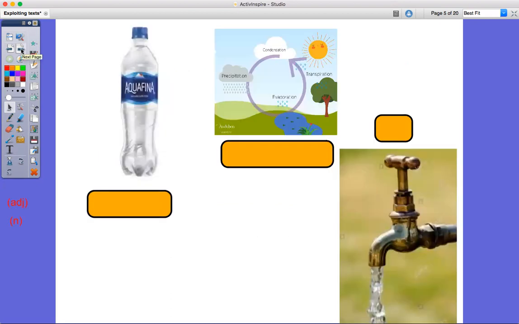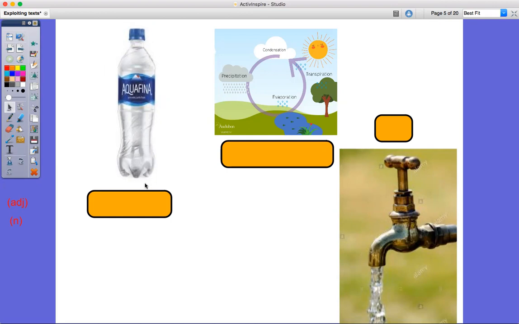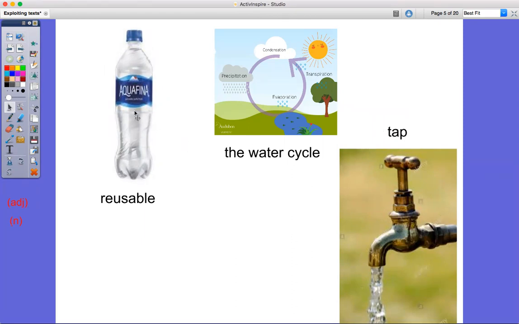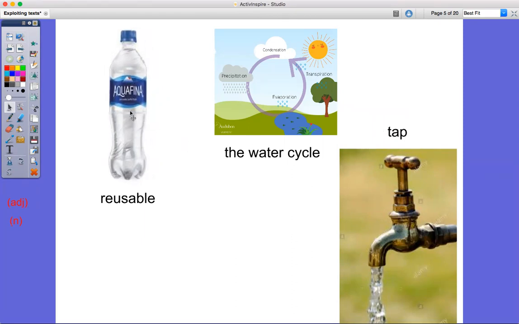The next stage is our pre-teach vocabulary stage. So I had to teach 3 words: reusable, the water cycle, and tap. So I convey the meaning through a picture and ask, what's this? Can we use it again? Can we recycle it? What do we say about this bottle? And elicit the word reusable. And of course, we need to say that it's an adjective.